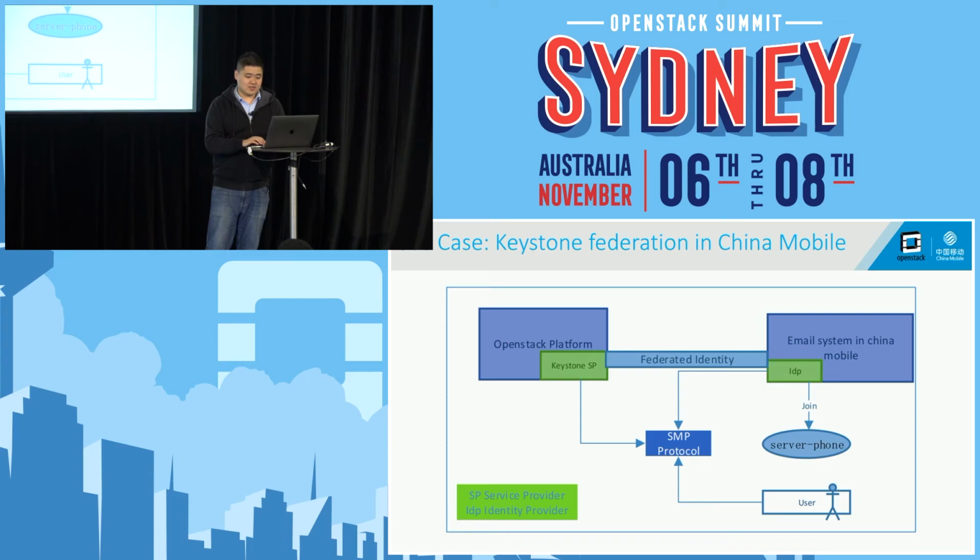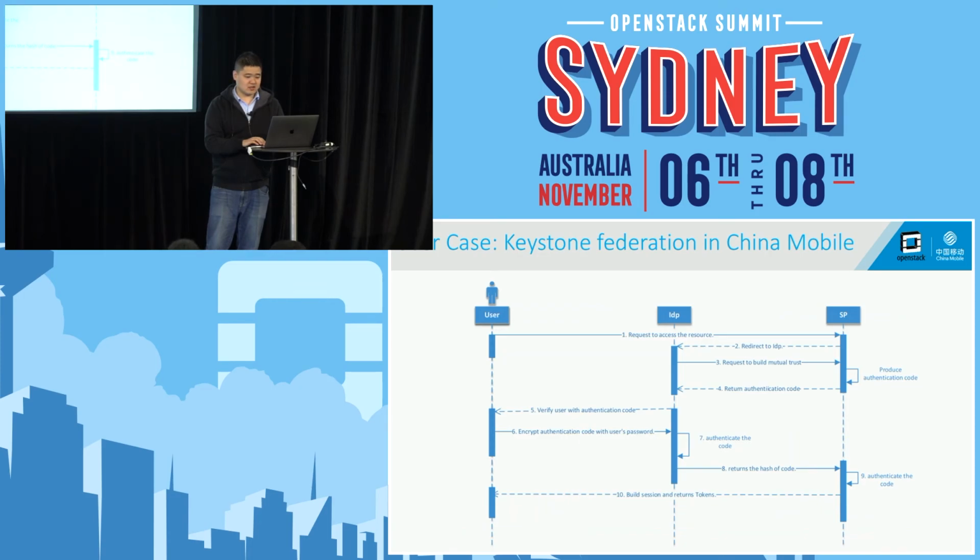We designed an SMP protocol, which means the short message protocol. Each IDP should first register the server phone number in the service provider, and then the service provider and identity provider build mutual trust through this. Also, the user would use it to make requests to the service provider.